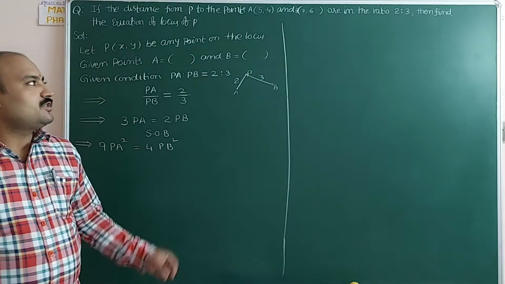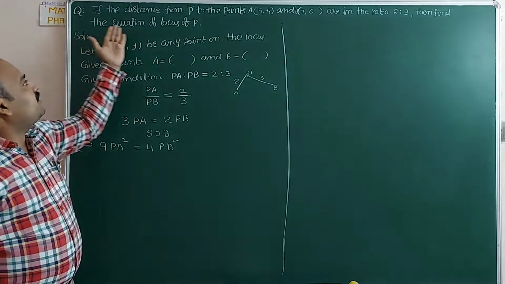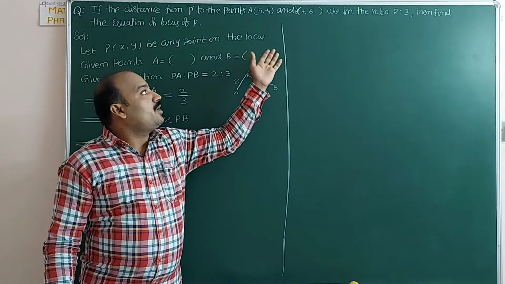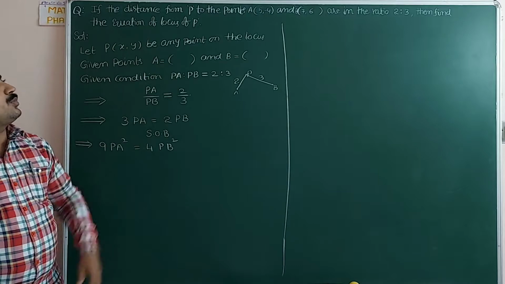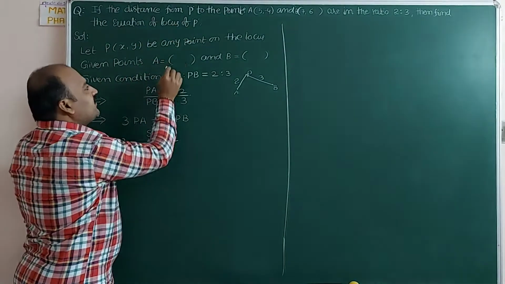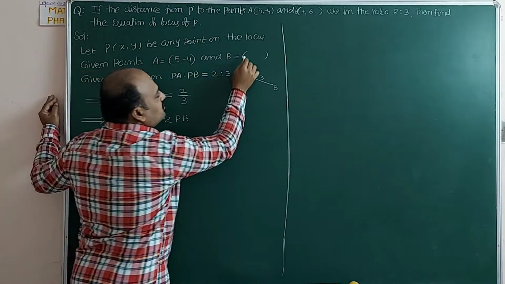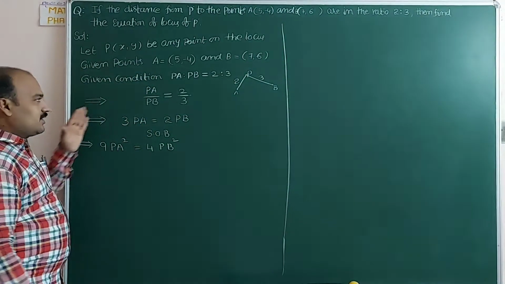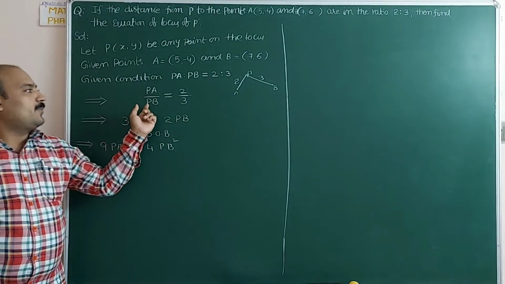The next question, which is also related to the same concept, that means a ratio problem only. If the distance from a point P to the points A(5, −4) and B(7, 6) are in the ratio 2:3, then find the equation of locus of P. First step is as usual, the given points: A = (5, −4) and B = (7, 6), and the ratio is 2:3. PA : PB = 2:3, so PA/PB = 2/3.